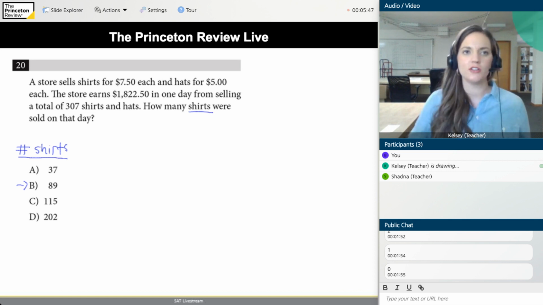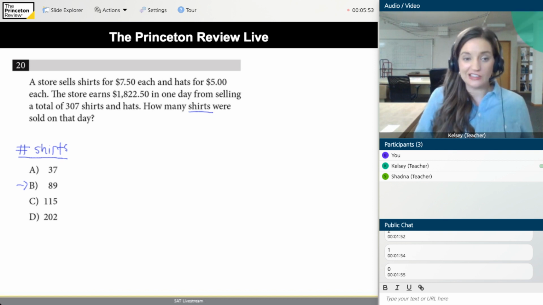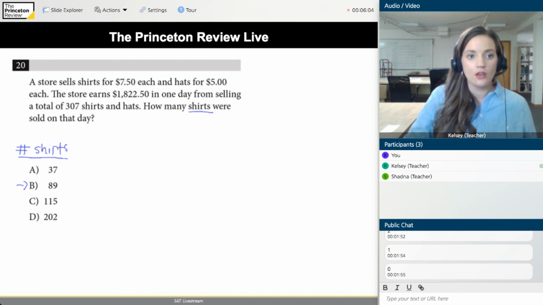And instead of trying to solve the problem all at once, let's take it one step at a time. So if we have 89 shirts, what's the next little piece of this problem that we can figure out? What's one more thing that we know? Well, we know that the store sells the shirts for $7.50, so probably we can figure out how much money they got from selling 89 shirts. So we can figure out how much money came from those shirts.